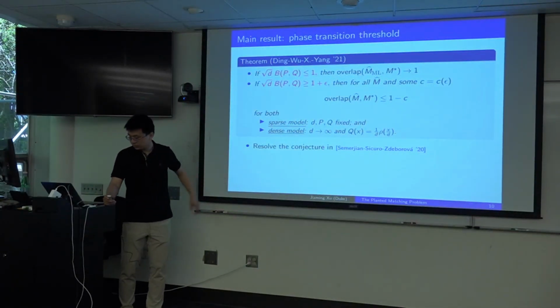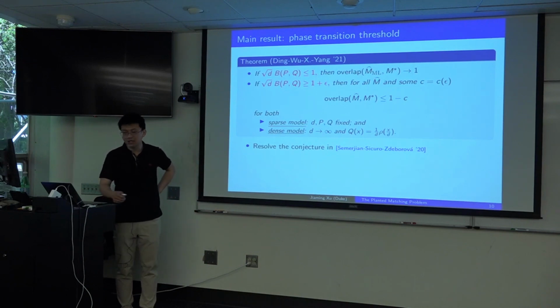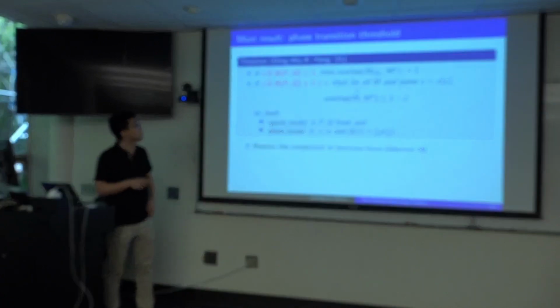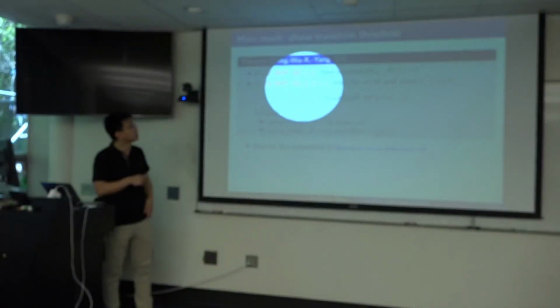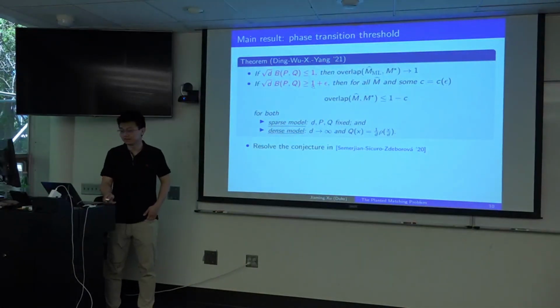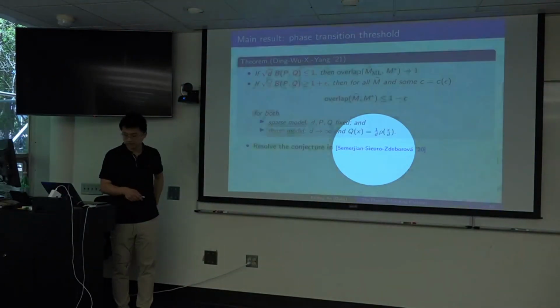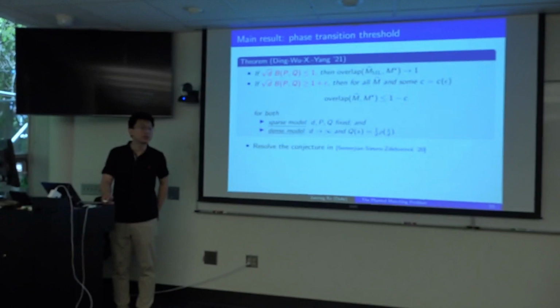Okay, so basically this shows that the sharp threshold for this so-called almost perfect recovery is given by the square root of d times B(P,Q) being roughly equal to 1. So this resolved the earlier conjecture in this physics paper. Okay, any questions about this result?